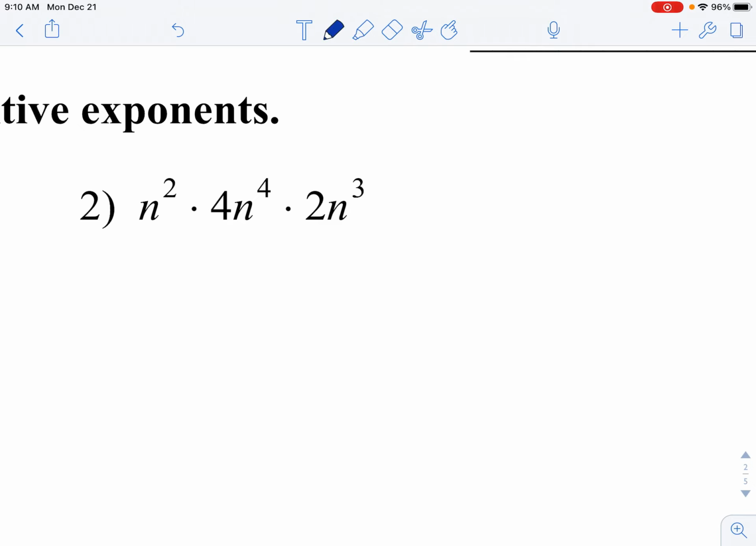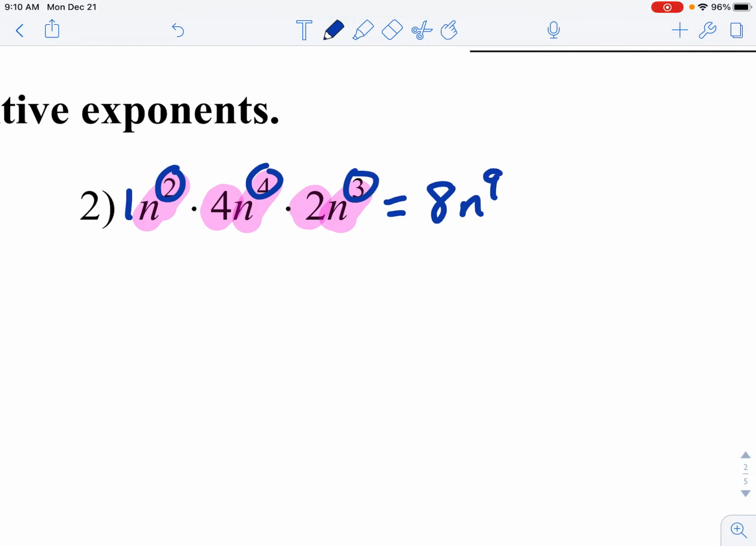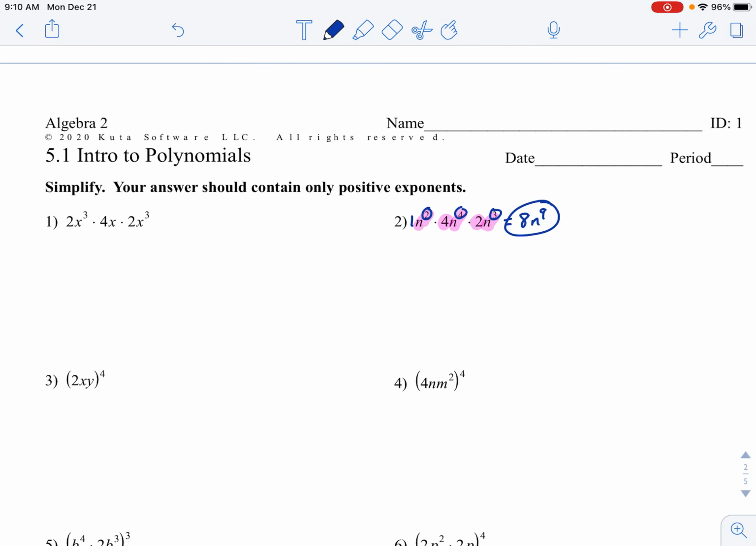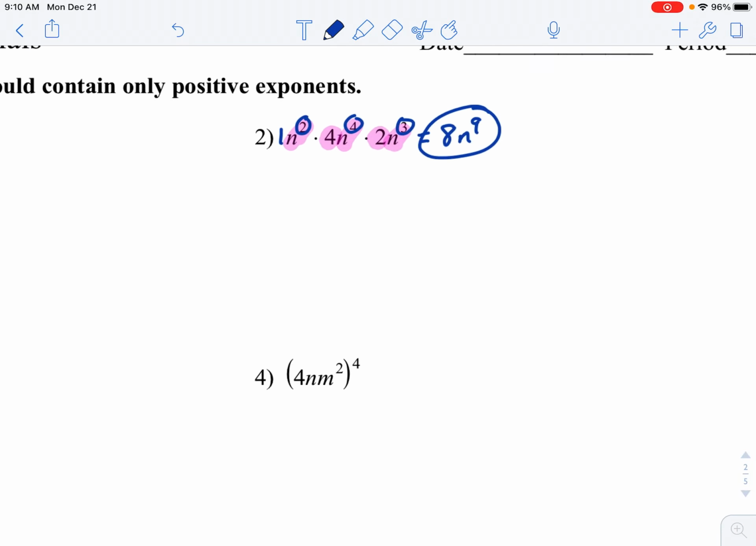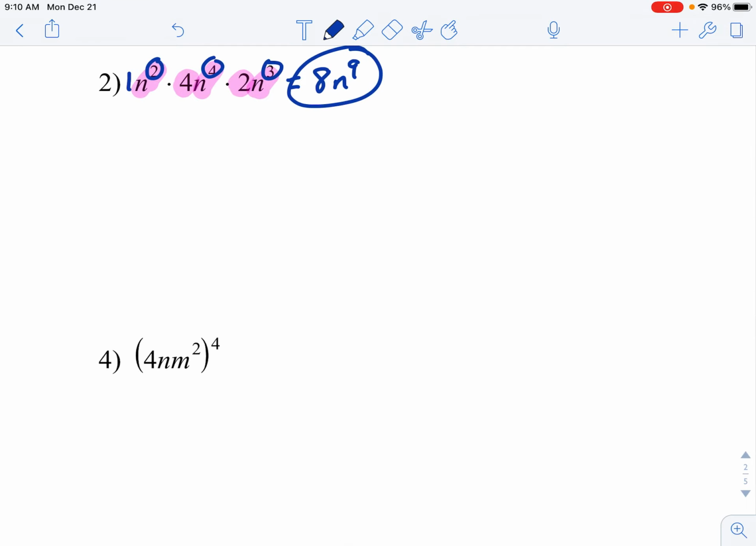So this is a multiplication problem. We've got coefficients here, and we do have variables. And as long as the variables are the same, you can multiply them together. So when we multiply this, we have basically 1 n to the second. So 1 times 4 is 4, 4 times 2 is 8. And then n to the second, n to the fourth, n to the third. The rule is to add these powers together. 2 plus 4 is 6, 6 plus 3 is 9. So that works out to be 8n to the 9th power. Tell you what, I'll do another one, and then I'll scroll down and check these two at a time.